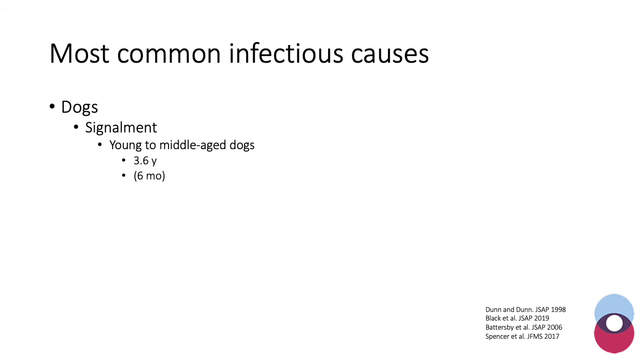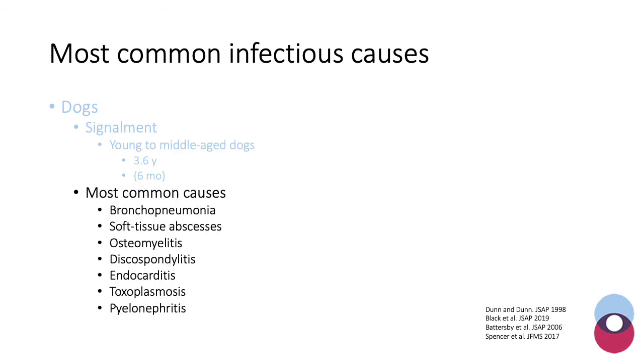In the Blackett and colleagues paper from JSAP 2019, basically looking at young animals presenting to the hospital with fever of unknown origin or with pyrexia, they found that dogs diagnosed with infectious disease were younger than, for example, those with inflammatory immune-mediated disease. So that was 6 months for the infectious causes versus 10 months for the inflammatory immune-mediated. The most common causes reported were bronchopneumonia, soft tissue abscesses, osteomyelitis, discospondylitis, endocarditis, toxo, and pyelonephritis in dogs.